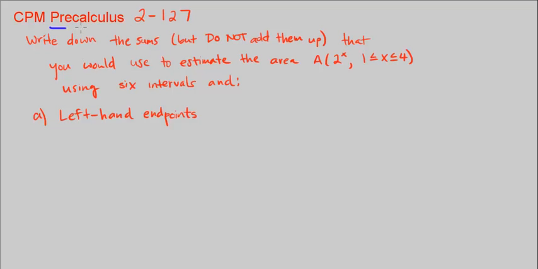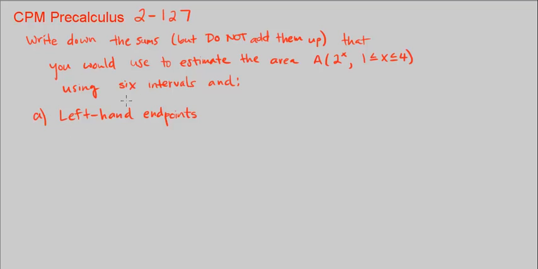This is CPM Precalculus Chapter 2, number 127. So here we're asked to write down the sums, again, just the sums, but do not add them up, that you would use to estimate the area. So the area is going to be between our x-axis and the curve 2 to the x, between 1 and 4, using 6 intervals, all right?